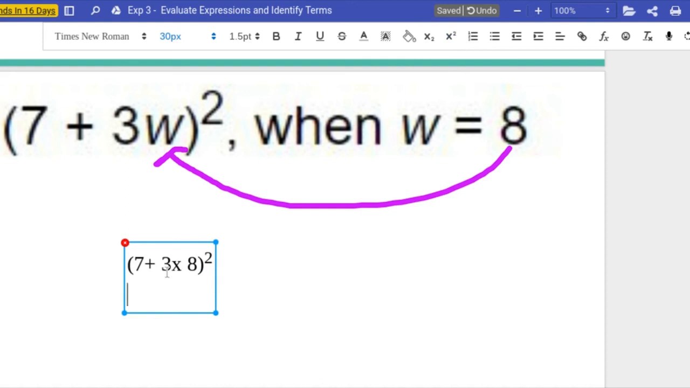So I have 3 times 8 first. So I have 3 times 8 equals 24. And then 24 plus 7 is 31. So I have 31 squared, which means 31 times 31. So I would go ahead and work that out. And I would get 961. So my expression would be equal to 961.